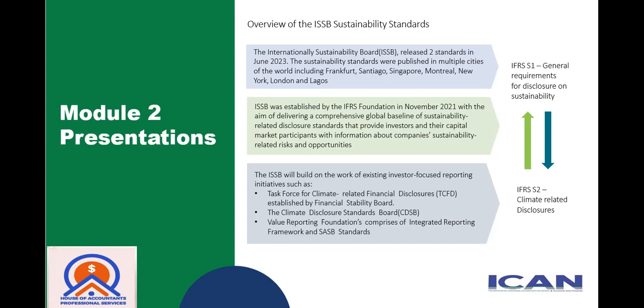We are still going to module 4, so we are in module 2. That is why I'm trying to run as fast as possible so that we can cover everything within the stipulated time. The International Sustainability Standards Board, ISSB, released 2 standards in June 2023. You can see that is very close. Many people are not aware of this yet. The last time I also attended an ICAN webinar, they also talked about sustainability. I think it's from the FRC. So they invited one of the FRC members, maybe their secretary or so, to discuss sustainability. So you can see that they are trying to make people aware of this standard.